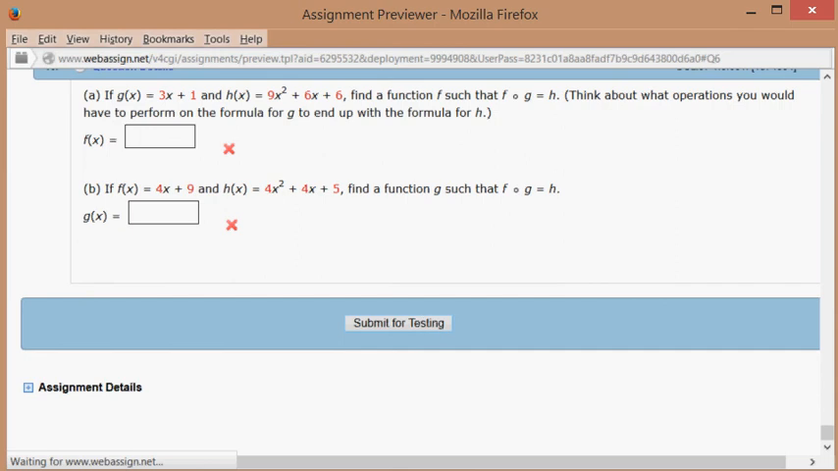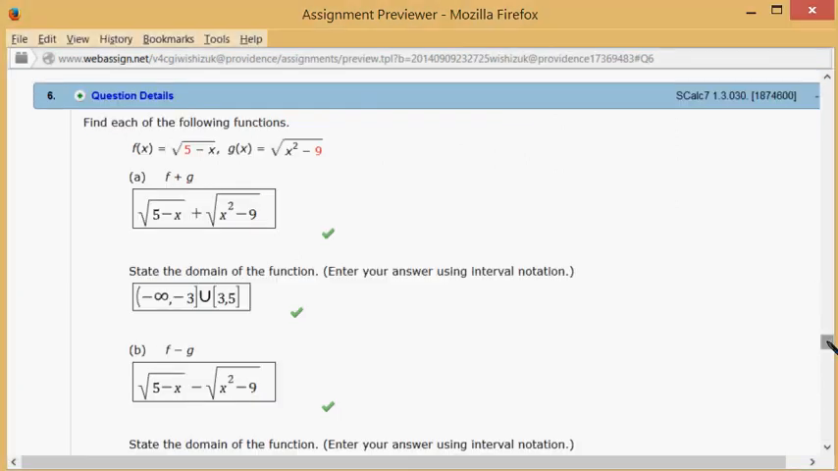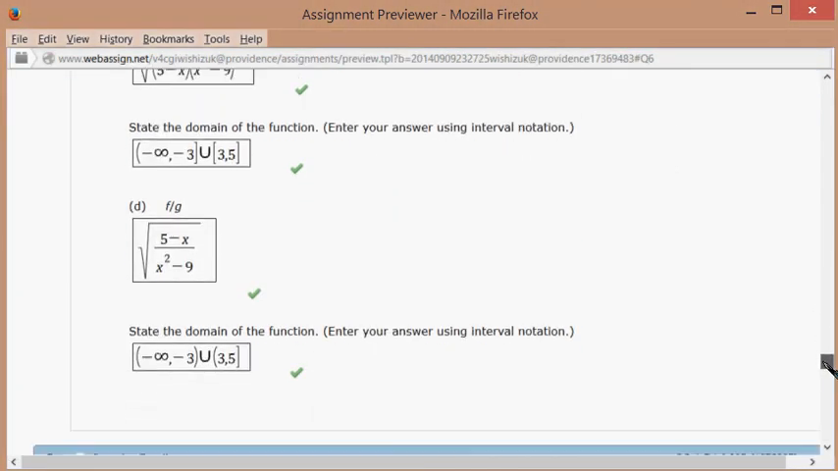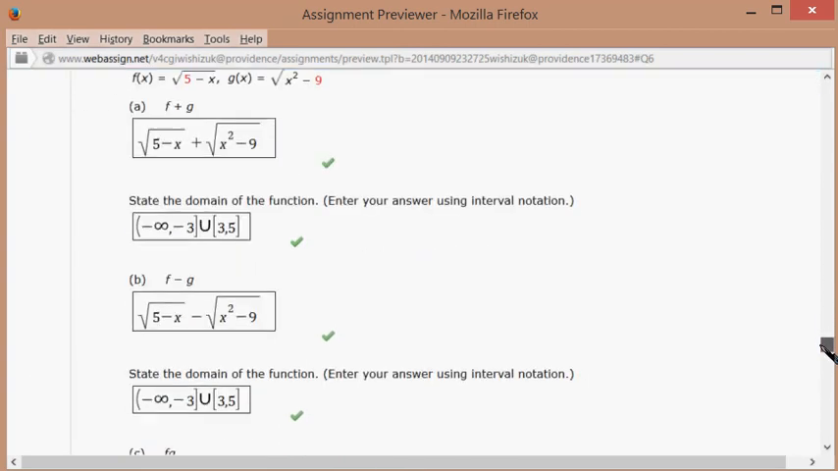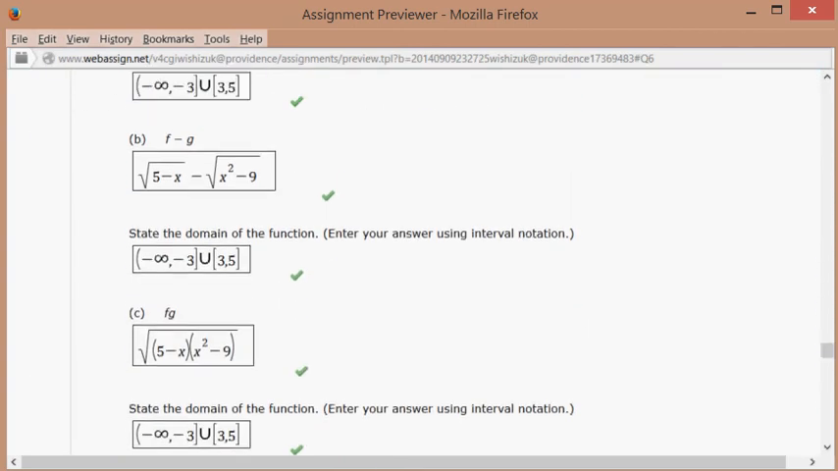Submit for testing. Alright, it came back and looks like we got all of these correctly. Alright, that's it. I hope that this was clear.